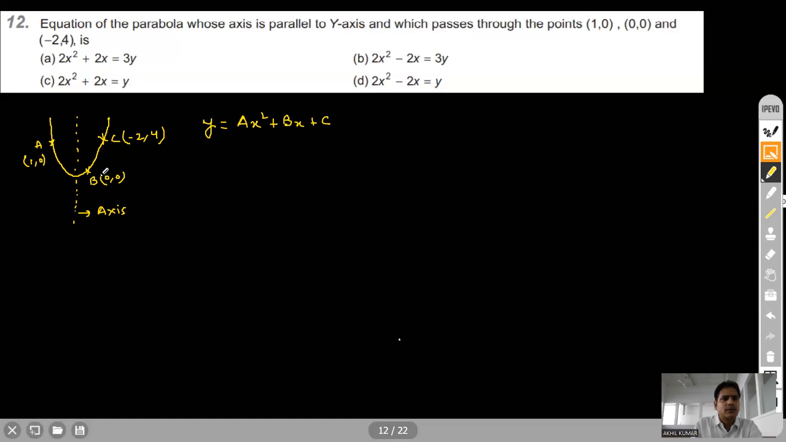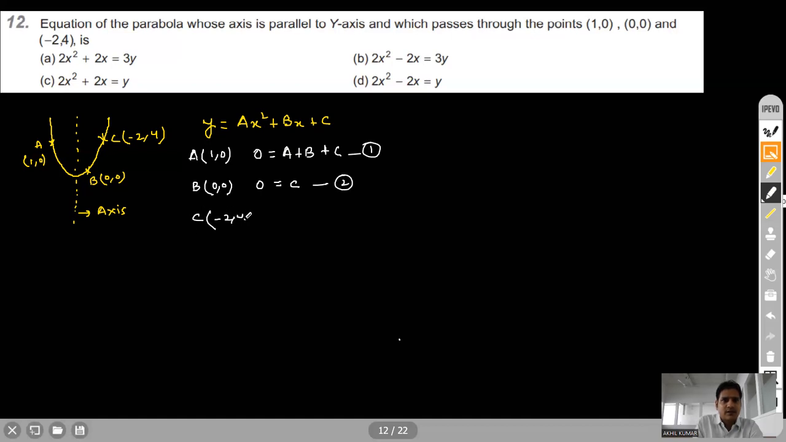Okay, so all these three points should satisfy the equation of the parabola. So let's put those values in this equation, and from there we will try to find the values of a, b and c. Okay, so first point is a, whose coordinates are 1 comma 0. So y is 0. So 0 is equal to a plus b plus c. So this will be our first equation. Now let's put this point b. So it will be 0 equal to c. From here we are getting c is equal to 0, right?